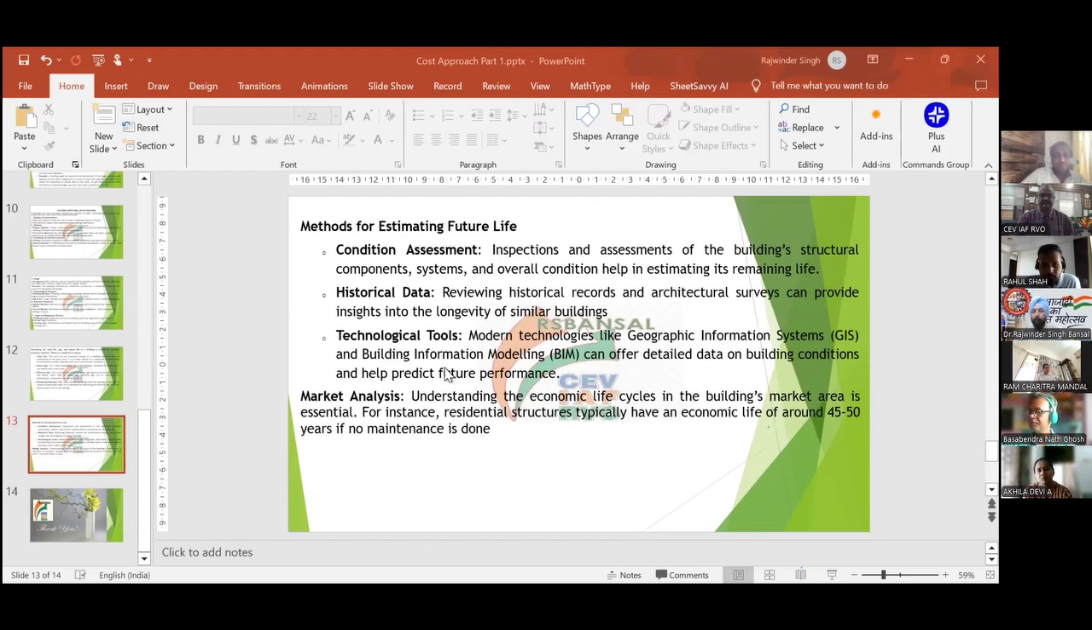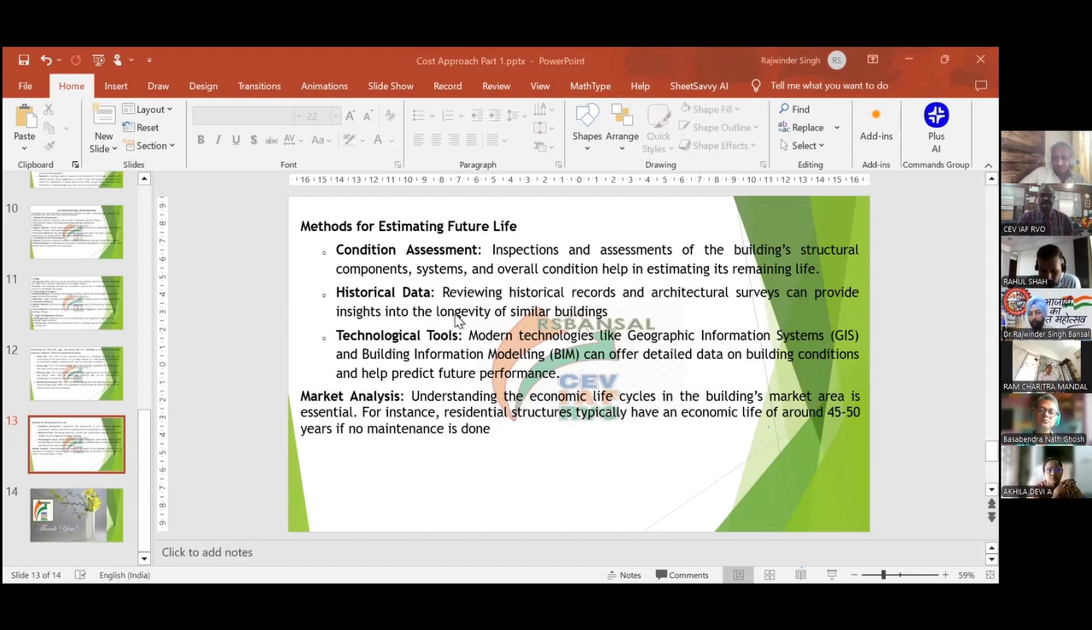Then, method of estimating the future life. You can determine the future life of the building from the condition of the building's structural components and systems, by assessing and inspecting the condition of the structural component systems and the overall condition of the building. From there you can estimate the future life of the building.